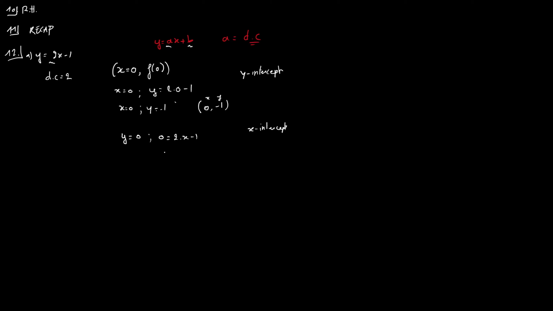Or, in other words, x is equal to 1 over 2, because that gives 0. So, meaning that when y is 0, x needs to be 1 over 2. So we can write it as a point again. So first our x coordinate, and then say y is equal to 0. And that's our x-intercept. You can do this for the other exercises.